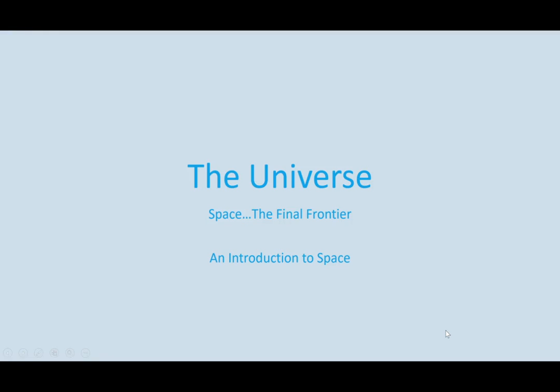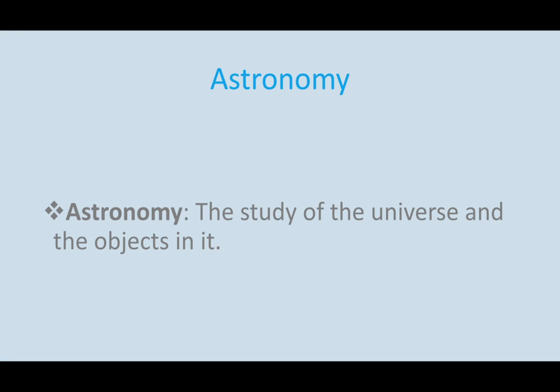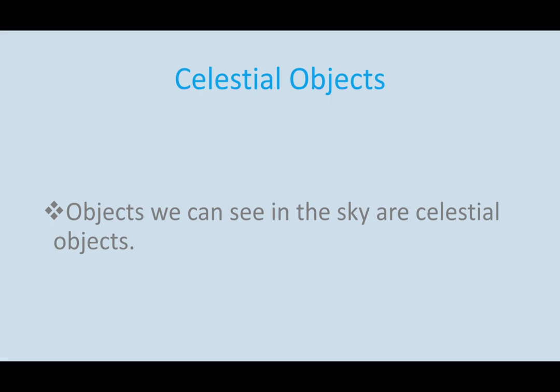In today's note, we're going to be introducing our Earth and Space unit by looking at the universe. So the first thing we're going to go over is just a couple definitions. First is astronomy, and astronomy means the study of the universe and the objects in it. The second is celestial objects, and celestial objects are basically anything that we can see in the sky.